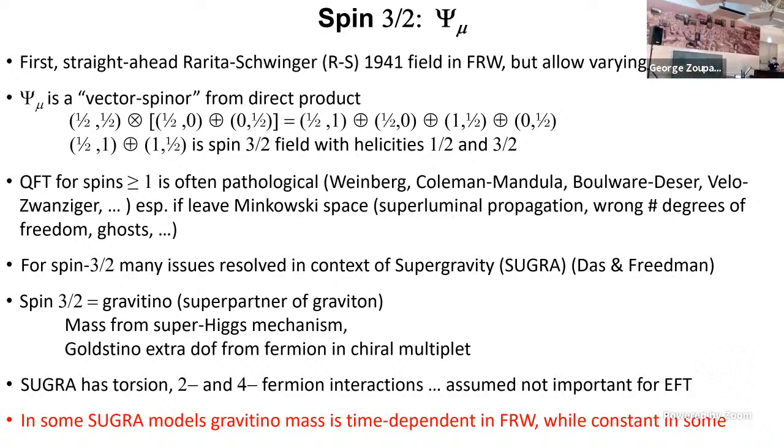Many of these issues for the spin three halves field were resolved in the context of supergravity by Das and Freedman. So the particular interest in the spin three halves field is that the natural spin three halves field to consider would be the gravitino, which is the superpartner of the graviton. The gravitino receives a mass from the super Higgs mechanism, and there's also the Goldstino, an extra degree of freedom from the fermion in the chiral multiplet. Now, in general, supergravity has torsion, two and four Fermi interactions, et cetera, and we have assumed that these extra complications are up at a higher scale, so we're looking at an effective field theory. So what we will find is that in some supergravity models, the gravitino mass is time dependent in FRW, while constant in other models.